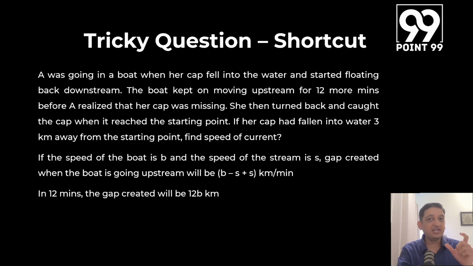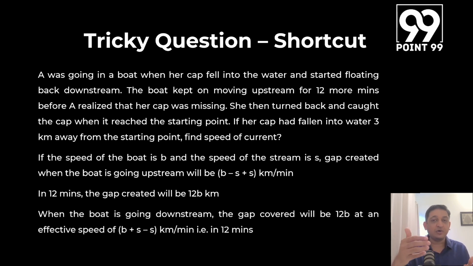Again, we have to think about the relative speed of the boat and the cap. Now, again, if you think about it, when the boat is going downstream, the effective speed of the boat is going to be B plus S because it is traveling along the stream. The speed of the cap is S, but both of them are moving in the same direction. So, considering relative speed here, B plus S minus S will basically be the amount of speed at which this gap is going to get covered. So now this gap is going to be covered at a speed of B plus S minus S, that is B. The gap is of 12B and it is being covered at B kilometers per minute.